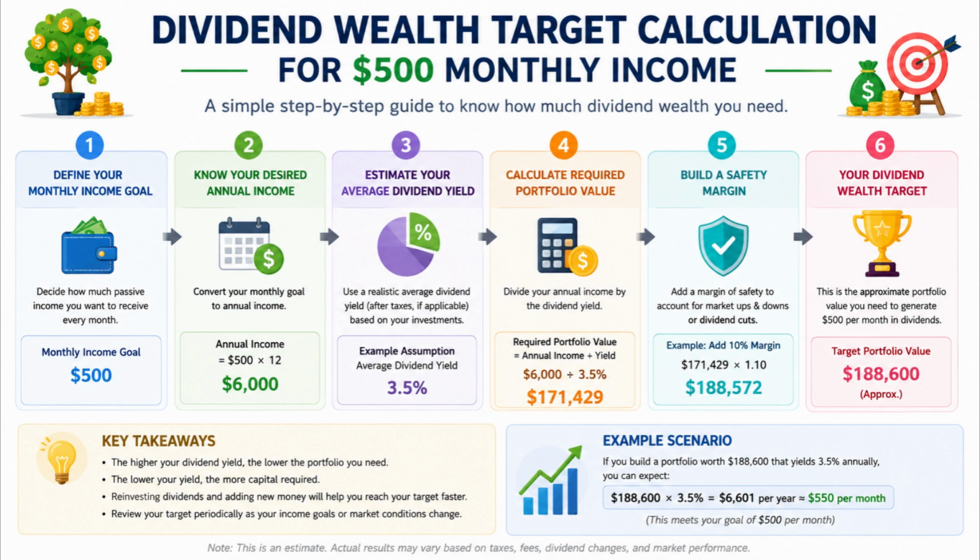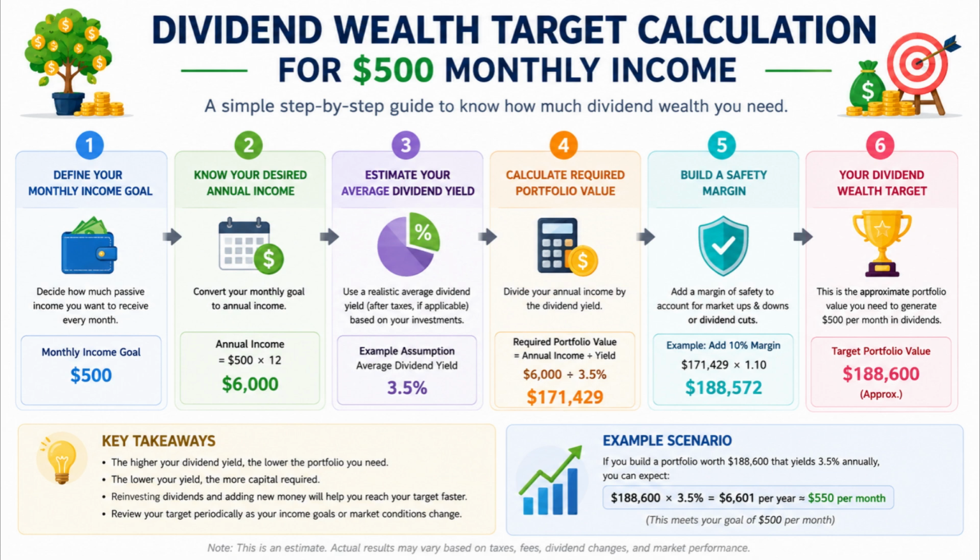Next, we convert the monthly goal into an annual income goal. Since there are 12 months in a year, we multiply $500 by 12. As a result, the required annual dividend income becomes $6,000. This yearly number is important because dividend yield is usually calculated on an annual basis.